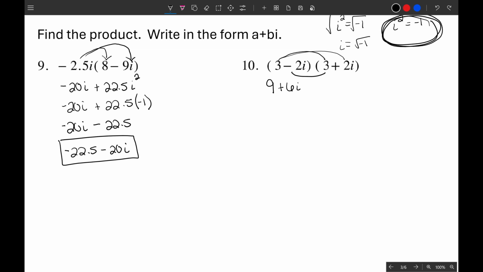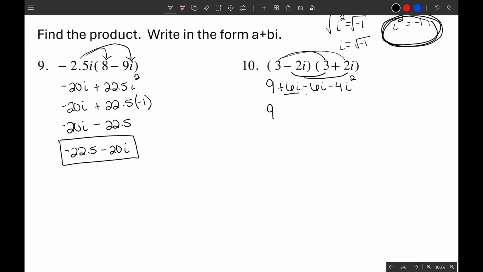Negative 2i times 3 is negative 6i. And negative 2i times positive 2i is negative 4i squared. Well, I already know that I need to replace that i squared with negative 1. I also have some like terms. So 9 does not have a like term right now, so I'm going to leave the 9 alone.